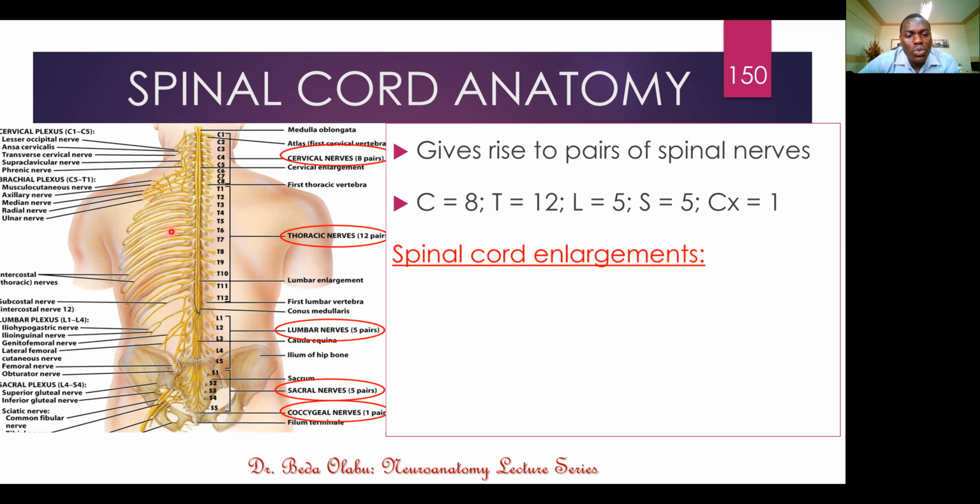The spinal cord has 2 enlargements. There's an enlargement in the cervical region, and you can appreciate that here. This region appears slightly enlarged. The cervical enlargement of the spinal cord gives rise to the brachial plexus. So the enlargement is because there are many nerves which come out from those segments of the cord.